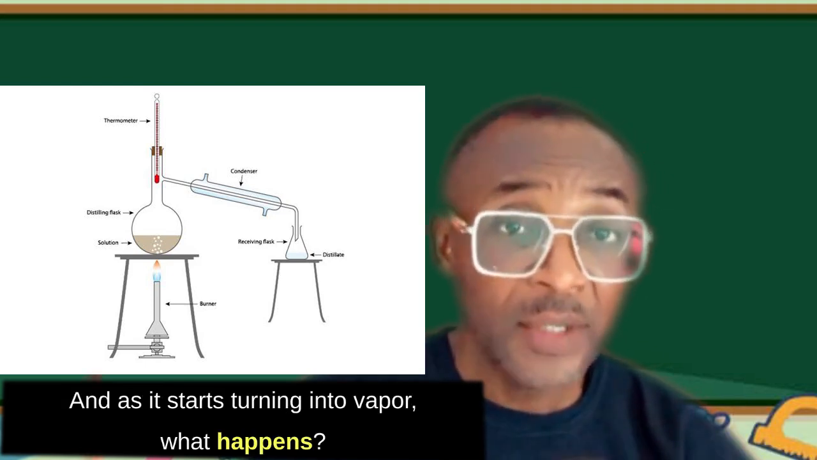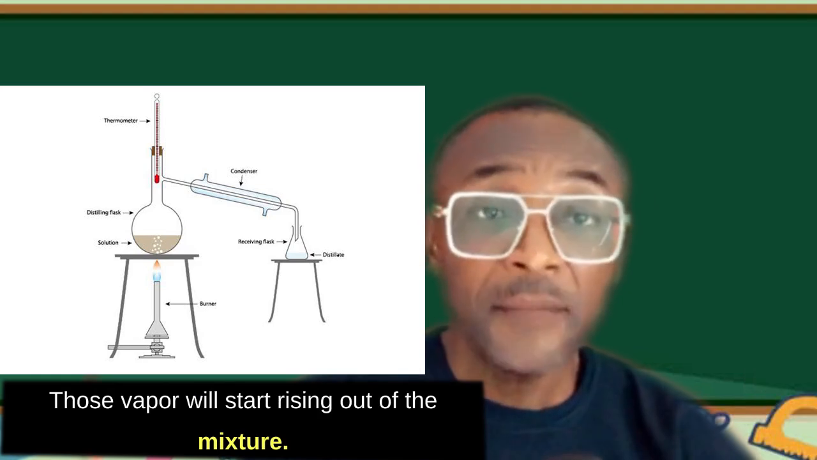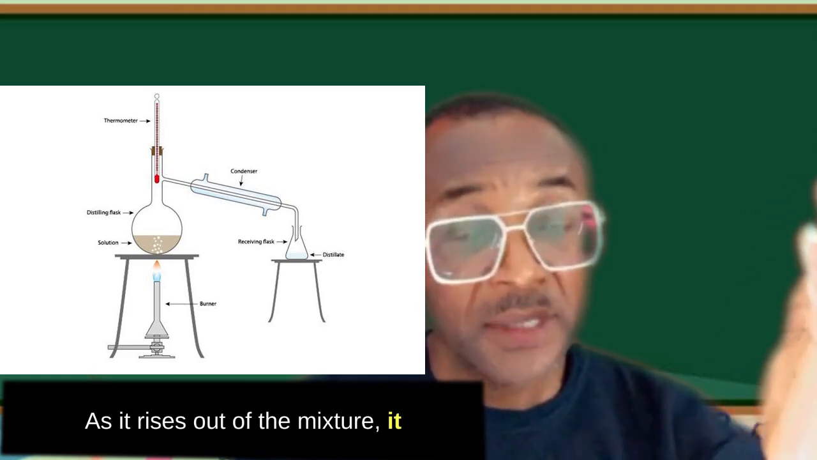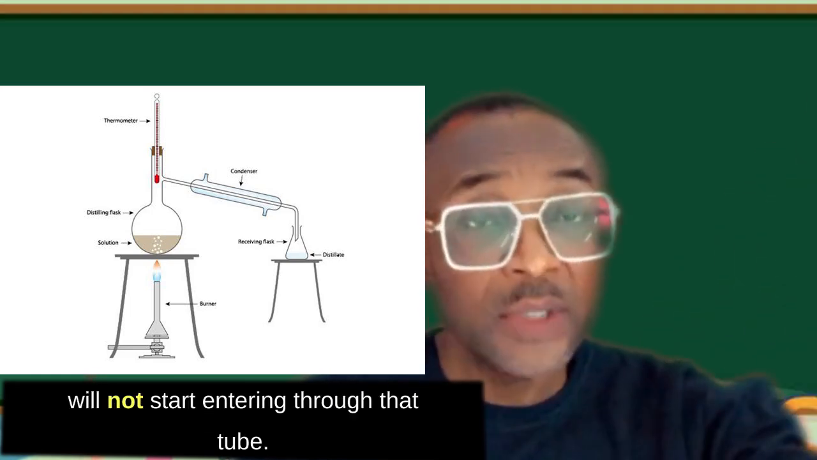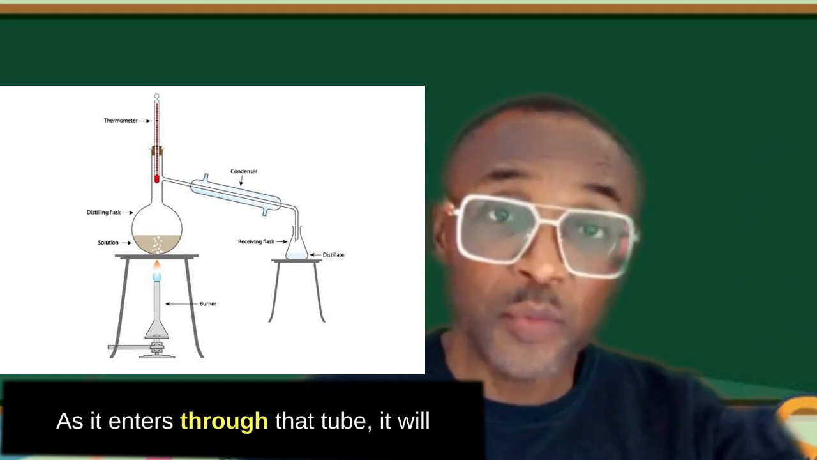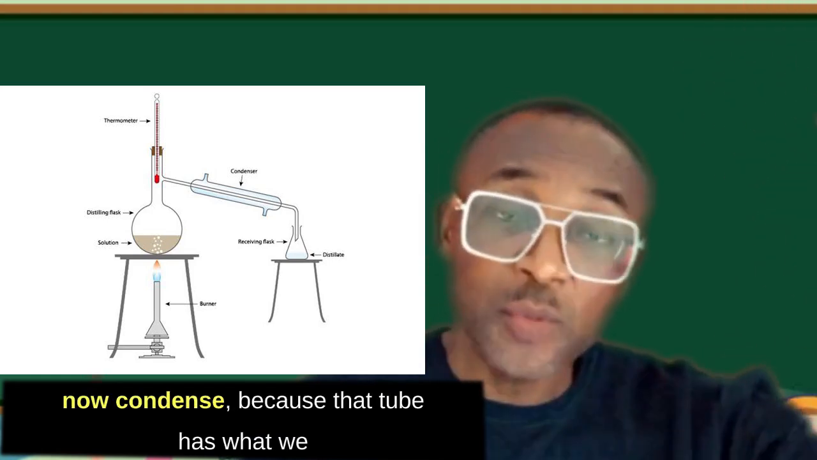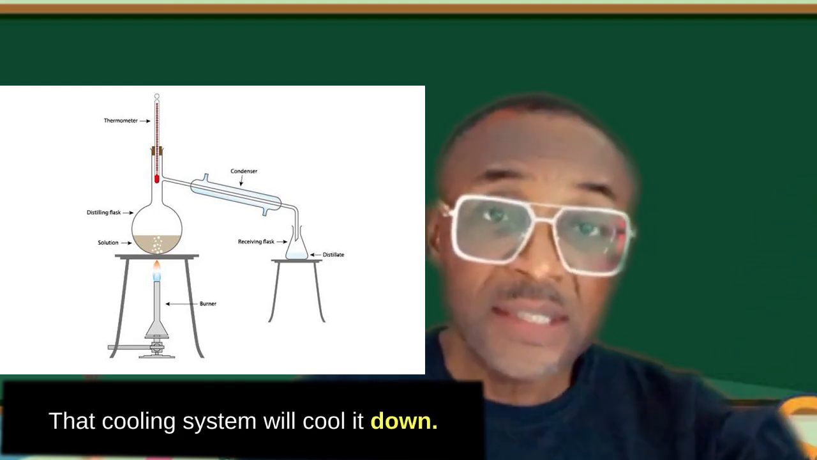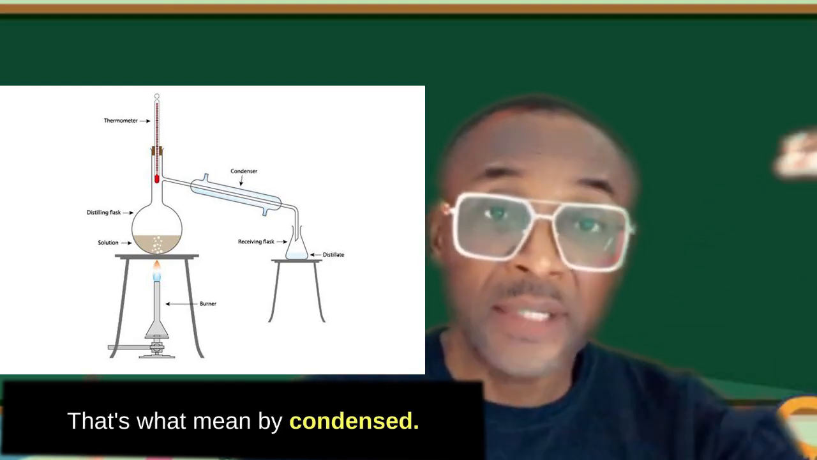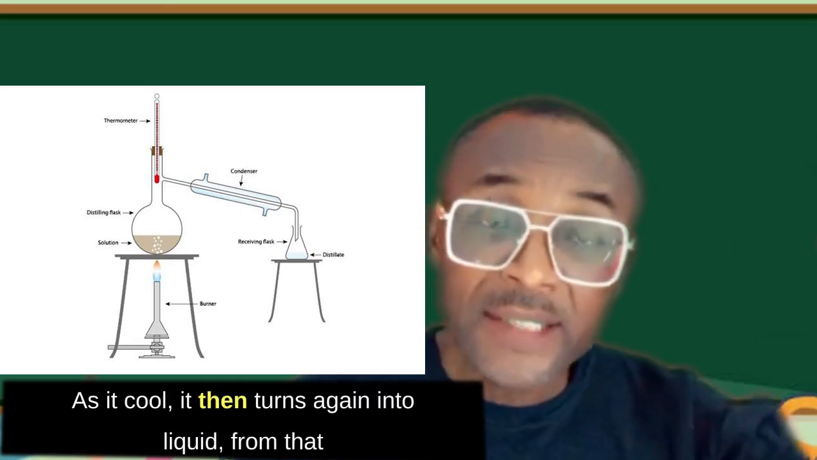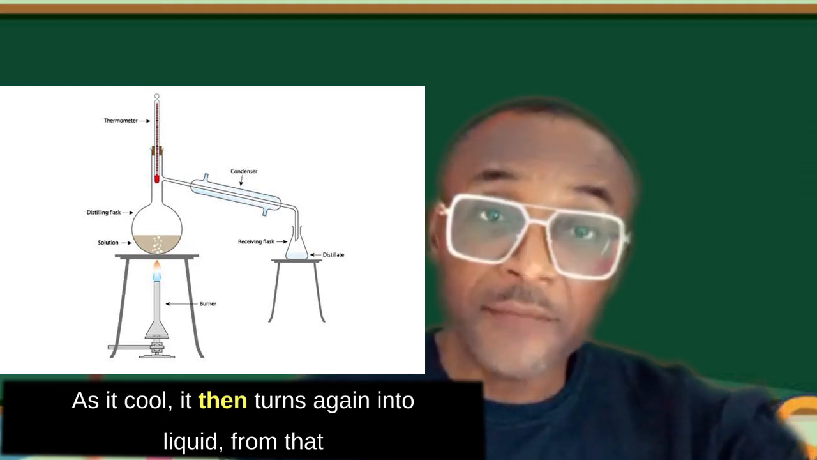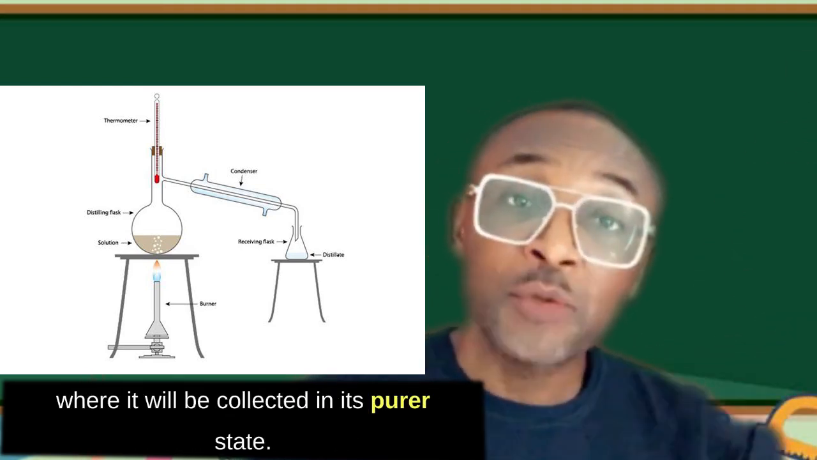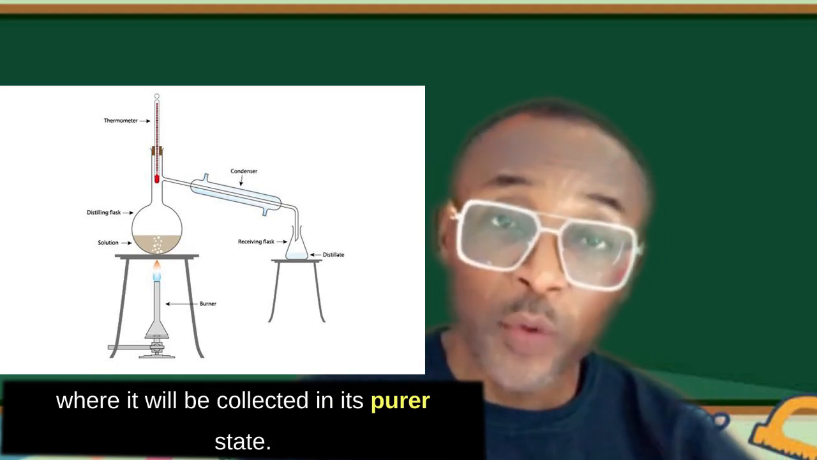As it starts turning into vapor, what happens? Those vapors will start rising out of the mixture. As it rises out of the mixture, it will start entering through that tube. As it enters through that tube, it will condense, because that tube has what we call a condenser, a cooling system. That cooling system will cool it down. That's what we mean by condensing. As it cools down, it turns again from vapor into liquid, and then it will fall into another container where it will be collected in its purer state.